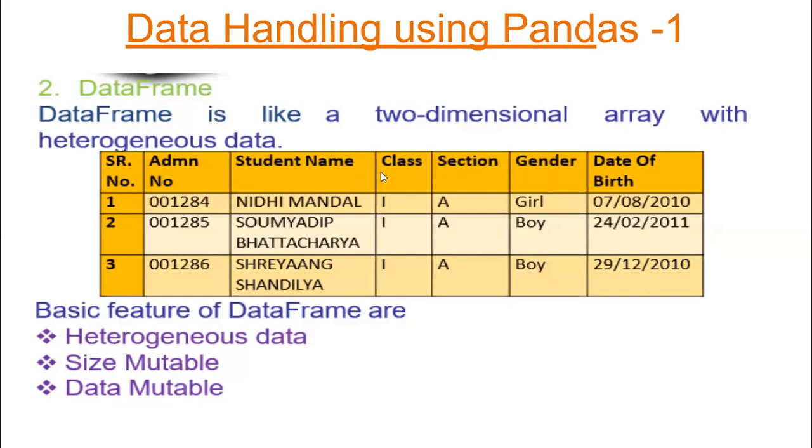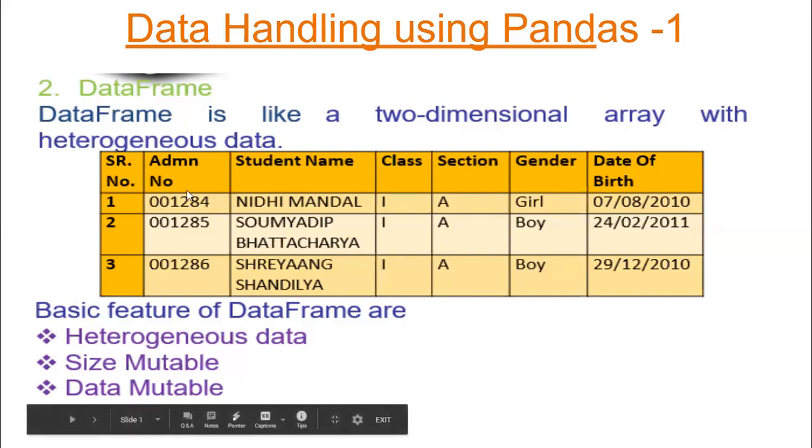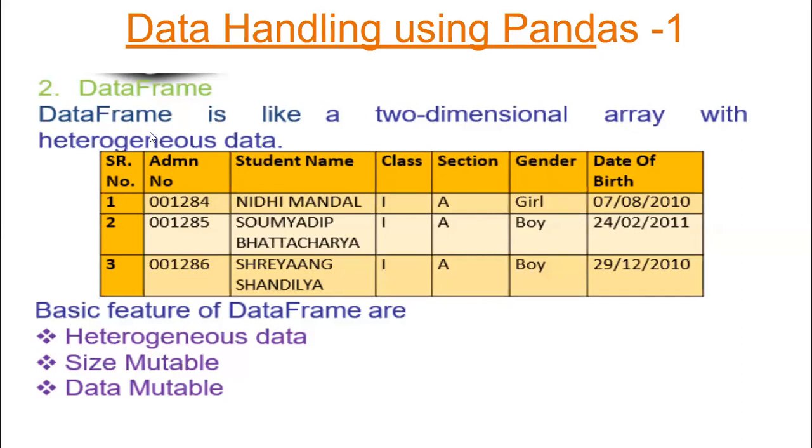Okay, let's start with the data frame. Today's topic. A data frame is like a two-dimensional array. It's nothing but like our normal table, how we have the rows and columns, in the same manner. A data frame is like a two-dimensional array with heterogeneous data. Heterogeneous means more than one type of data we can store, that is called heterogeneous data.